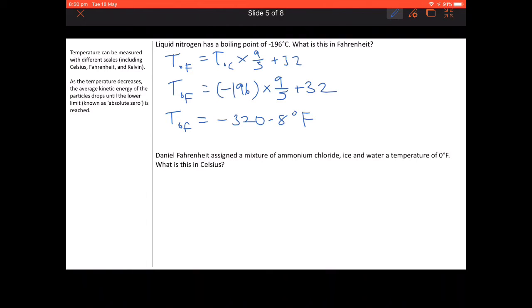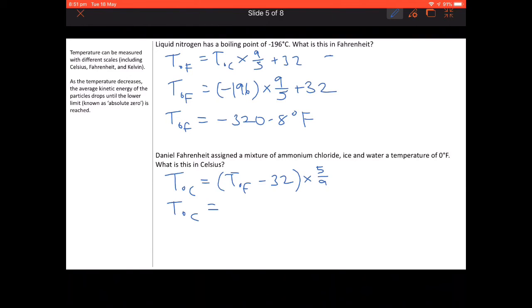Next worked example. Daniel Fahrenheit assigned a mixture of ammonium chloride, ice and water a temperature of 0 degrees Fahrenheit. What is this in Celsius? So just use the other rule, which is this rule here, rearranged. So temperature in Celsius is equal to temperature in Fahrenheit, and then minus 32, then times by 5 on 9.